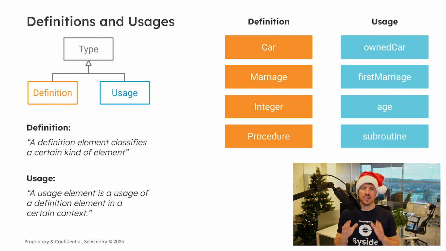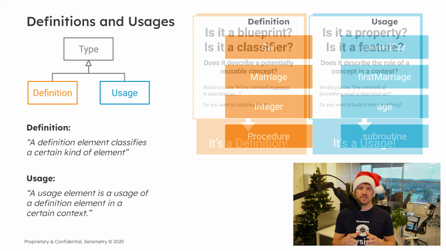On day 3, we learned about definitions and usages, fundamental concepts in SysML v2. Definitions classify individual things, like blueprints or reusable concepts. Think of a car, a marriage, an integer, or a procedure. You can point to the instances of these regardless of context. Usages classify things inside the context, like a car owned by someone, someone's first marriage, or a subroutine. You need the context to identify them.